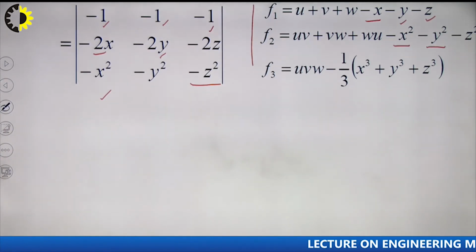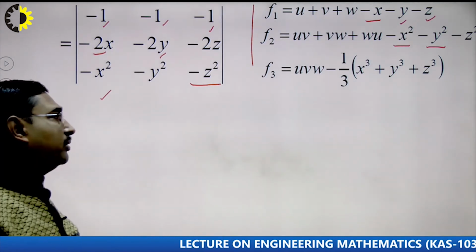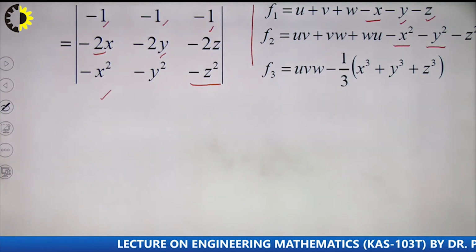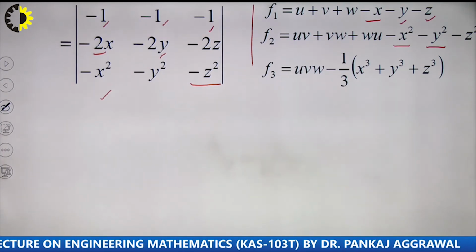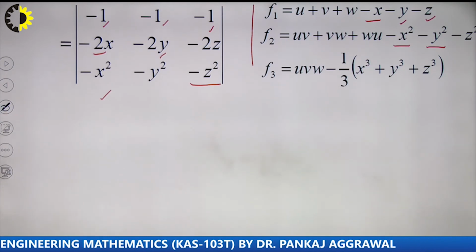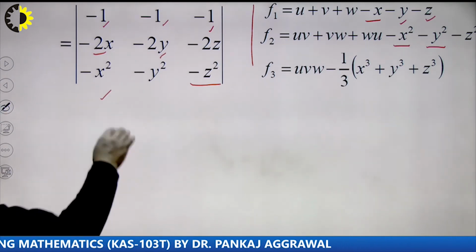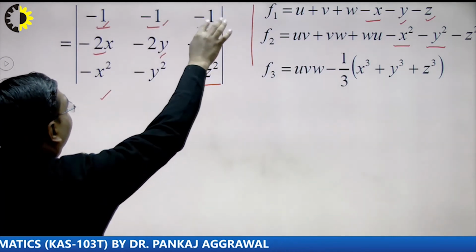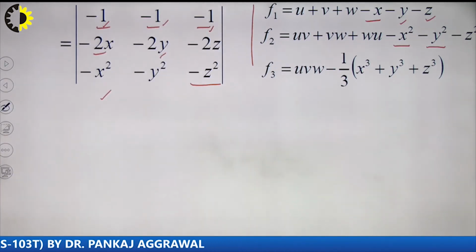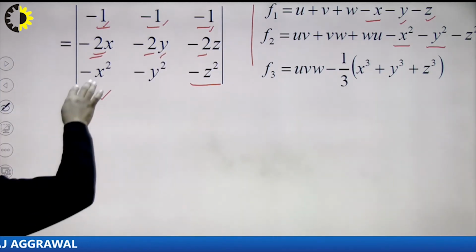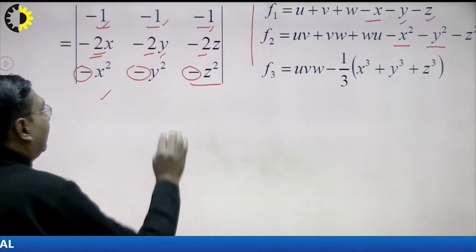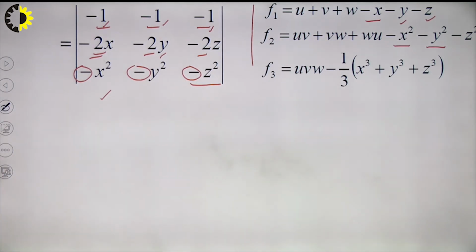Now, this Jacobian needs to be simplified. We know that the expansion of Jacobian or determinant directly is not a convenient process, and so we try to manipulate it, we try to simplify the elements so that the expansion becomes easier. Here we observe that minus 1 is occurring everywhere in first row, minus 2 is occurring everywhere in second row, and minus 1 is occurring everywhere in third row. So, we can take each of these common from respective rows.